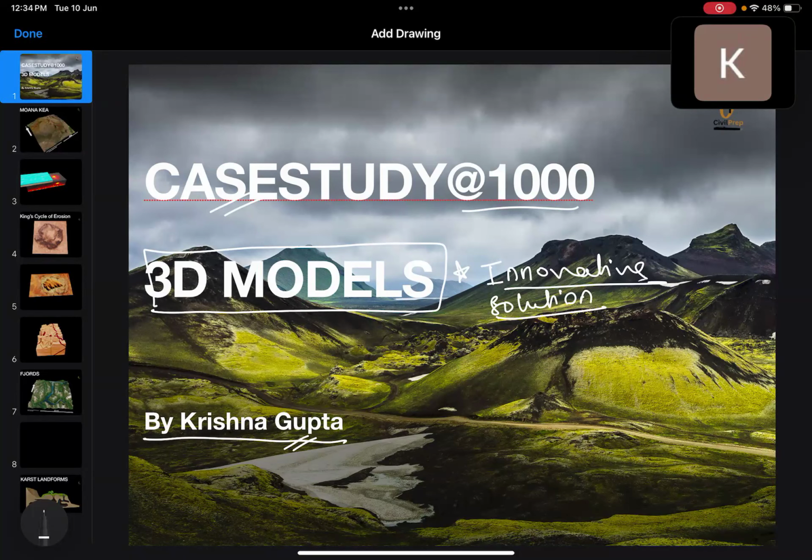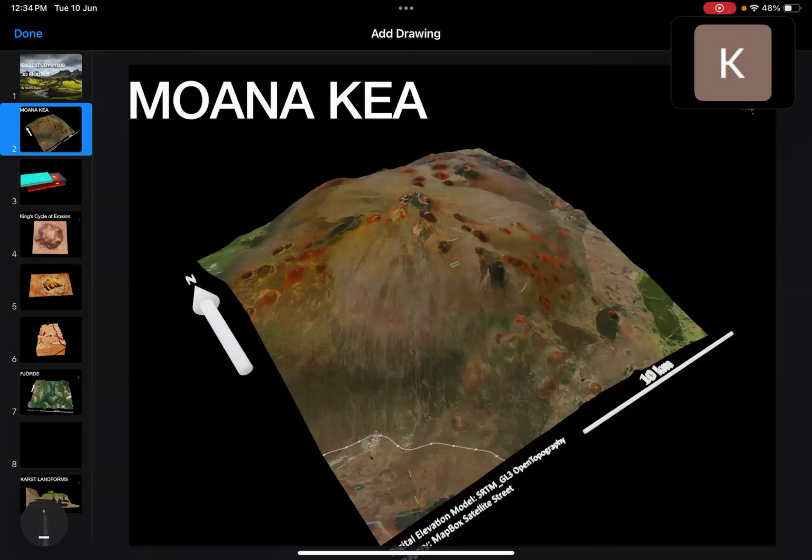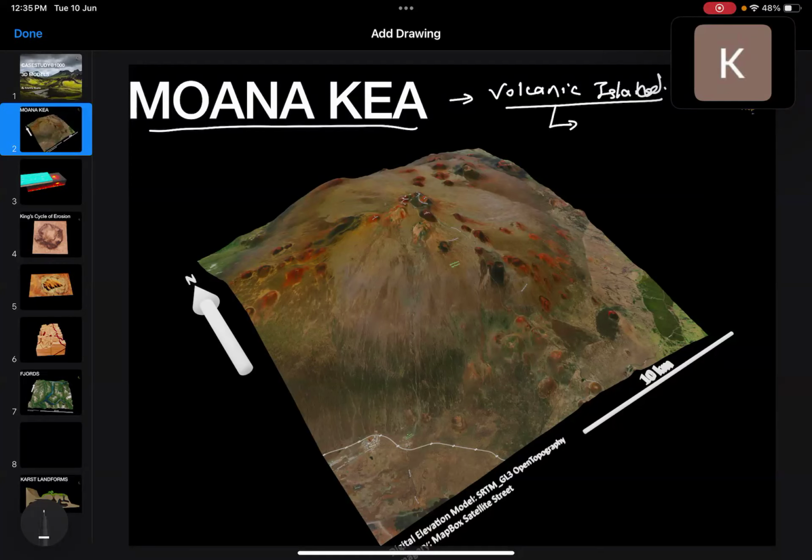first case we have today. The first case we have is Mauna Kea. Mauna Kea, if we look at it, is a volcanic island. This volcanic island is present in Hawaii Island. It is situated in the Pacific Ocean.